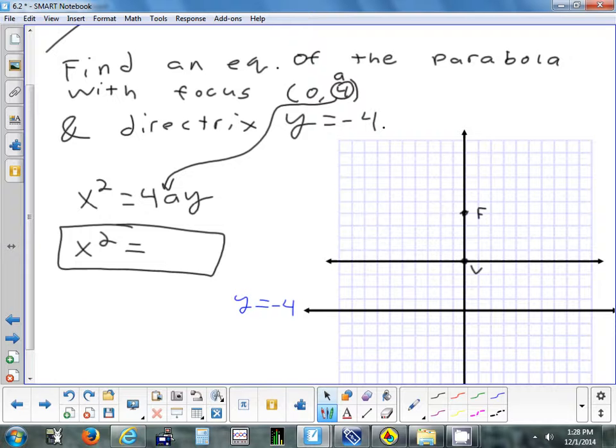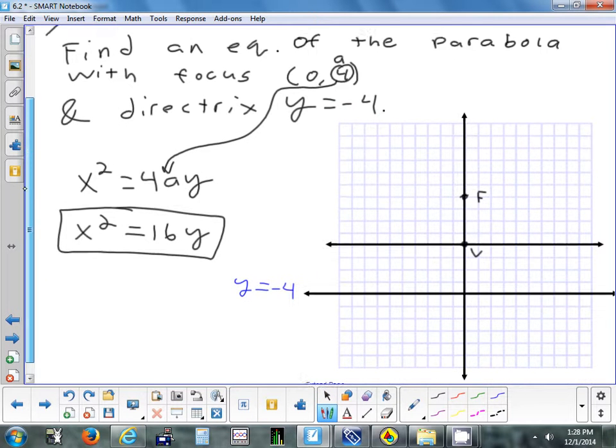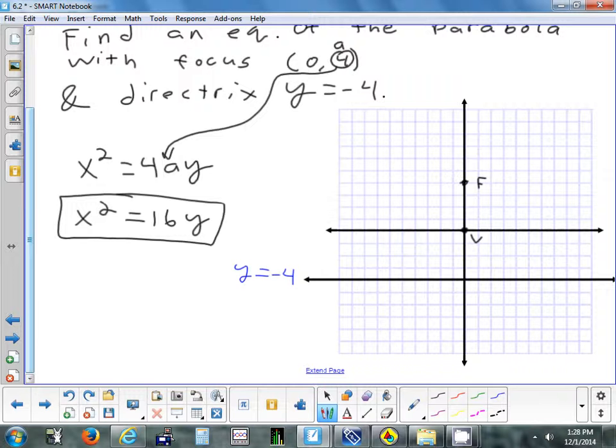So what's the equation here? X squared equals 16y. X squared equals 16y. We don't have to graph it. There's our equation. Questions on that?